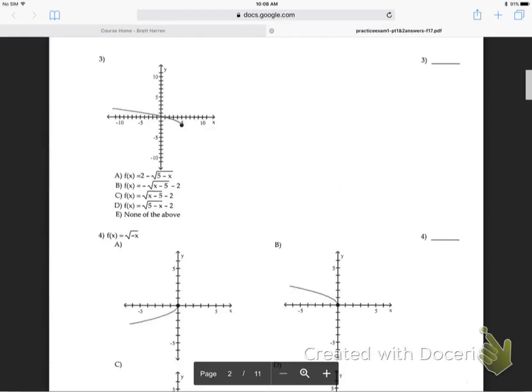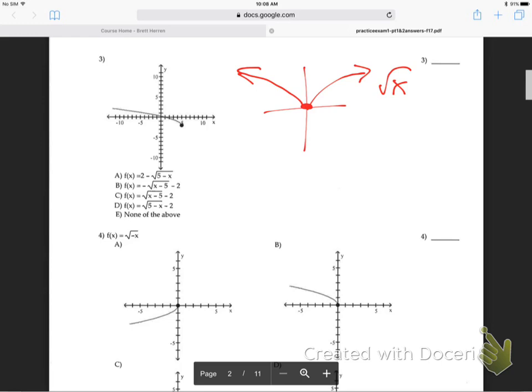All right, so number 3, square root graph. It's going left. The normal one starts at the origin and goes right. That's the normal root x. So what makes this one go left?